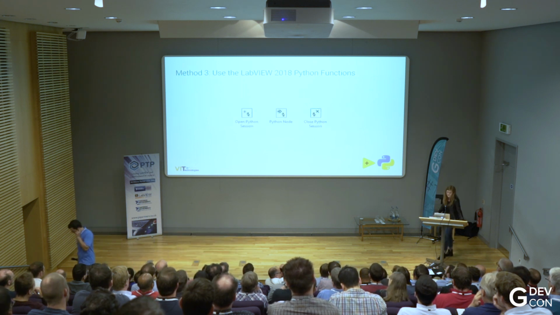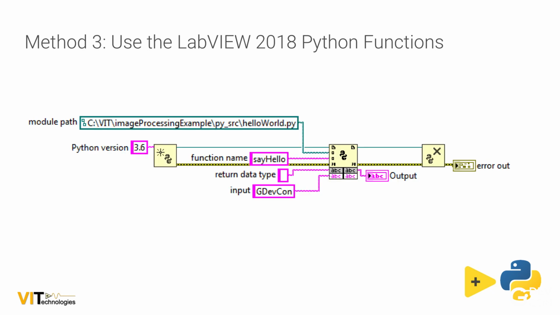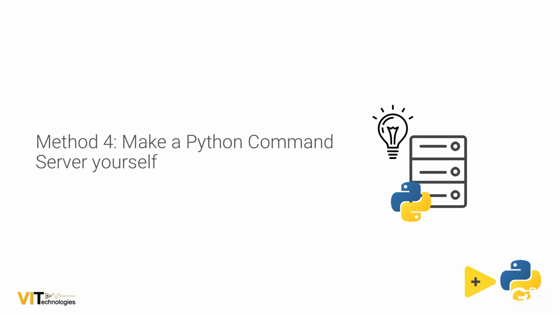So yeah, the API is pretty simple. You open a session, you have a Python node, which you saw a second ago is like a DLL, and then you close the Python session. So you tell it what version of Python you want it to use, you tell it the path to your module, and then you have to put your inputs and return data types, and it'll give you your output. And afterwards, you close the connection.